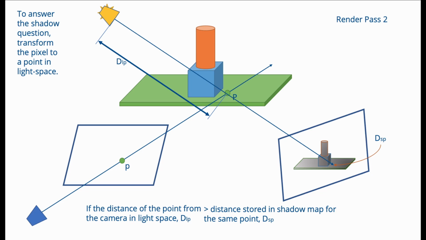Now if DLP is greater than DSP, then we can conclude that there is some other object that is closer than the point P to the light source, because that is the object that has appeared in your shadow map instead of the point P. That is why the distance DLP is greater than DSP. If this is the case, therefore, we can conclude that the point capital P is in shadow. So this is the two-pass rendering algorithm for creating shadows using textures.